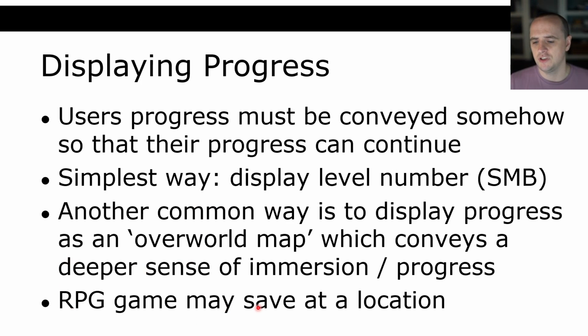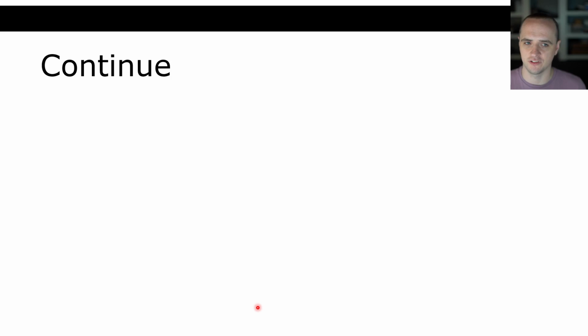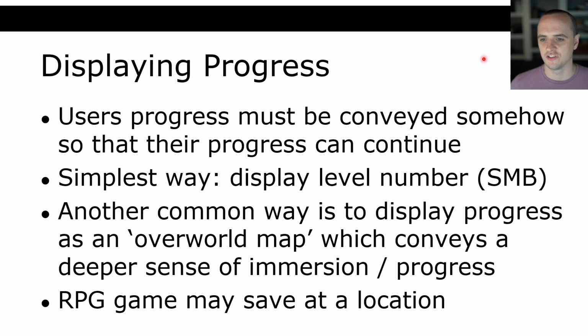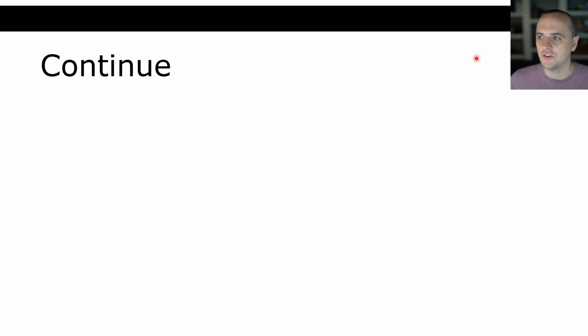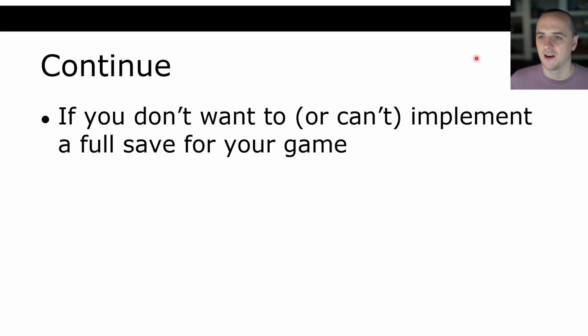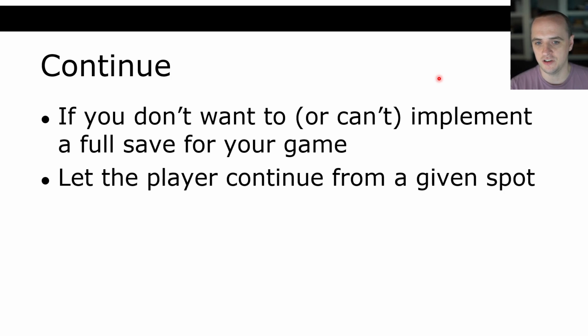And in an RPG game, you may have a save point, for example. So how would you implement some of these things? Oh, there's also the most basic form. I'll give some more illustrations of these ways. It's how you actually save the game while it's running. Right? So the simplest possible way to store users' progress or allow them to progress from a death or something like that is a continue system. So if you can't implement a full save game for your game, which you will be doing for your project, you could let a player continue from a given spot.